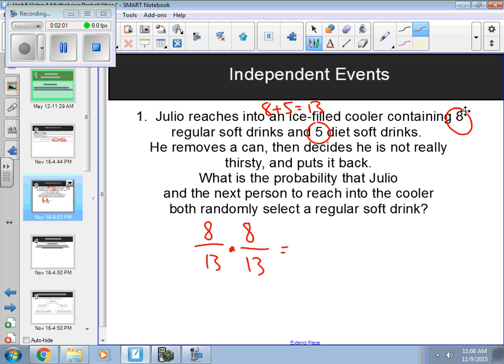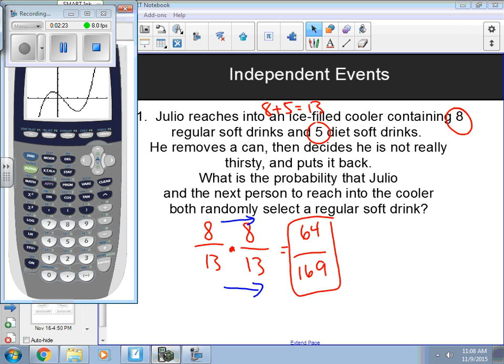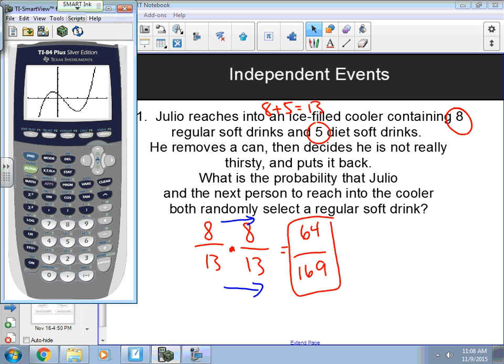Well, remember when you're multiplying fractions, you multiply the numerators. So 8 times 8 is 64. You multiply the denominators across. 13 times 13 is 169. And then that becomes your probability. So the probability would be 64 out of 169. You could also list this off as a decimal or percent if you wanted, because if you have 64 out of 169, that's kind of hard to think about how likely is that to happen.